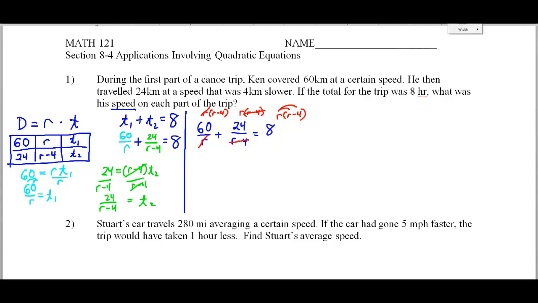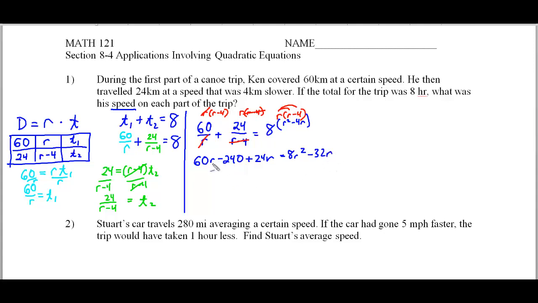So now let me switch colors again and get to where we can do some simplifying. 60 times r minus 4 is 60r minus 240. I'm just multiplying the blue 60 by the red r minus 4. This blue 24 multiplied by the red r is just 24r. Now this 8 is being multiplied by r times r, or r squared, and then r times negative 4, which is negative 4r. So 8 being distributed by these two things, this is going to be 8r squared minus 32r.